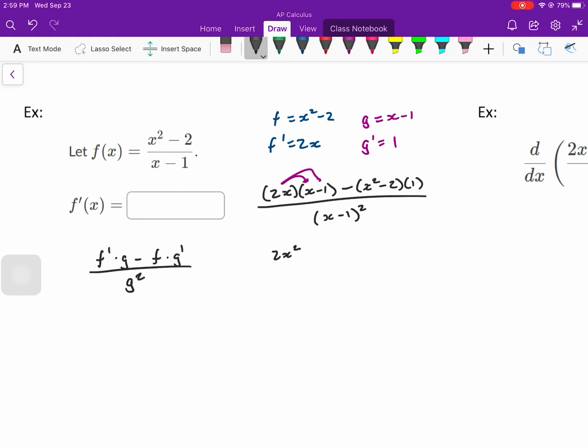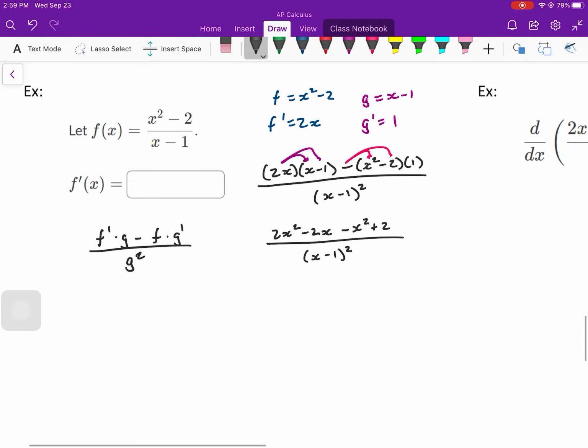So I'll get 2x squared minus 2x. Then over here, distribute the negative. And then usually the confusion is if we have something here that also has to get distributed. Now we'll leave the bottom factored. It's already simplified. Combine like terms, 2x squared minus x squared is just x squared.